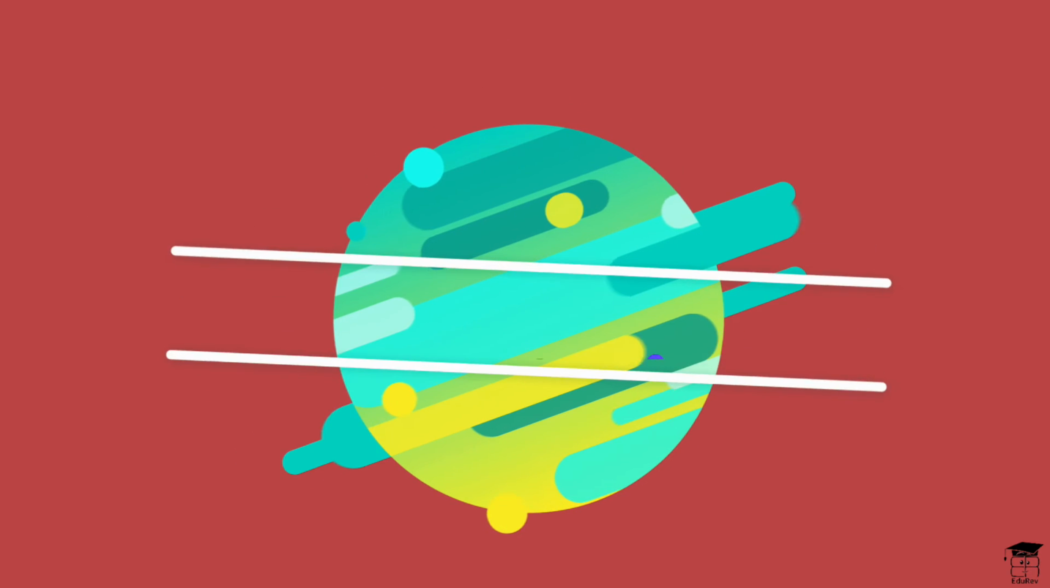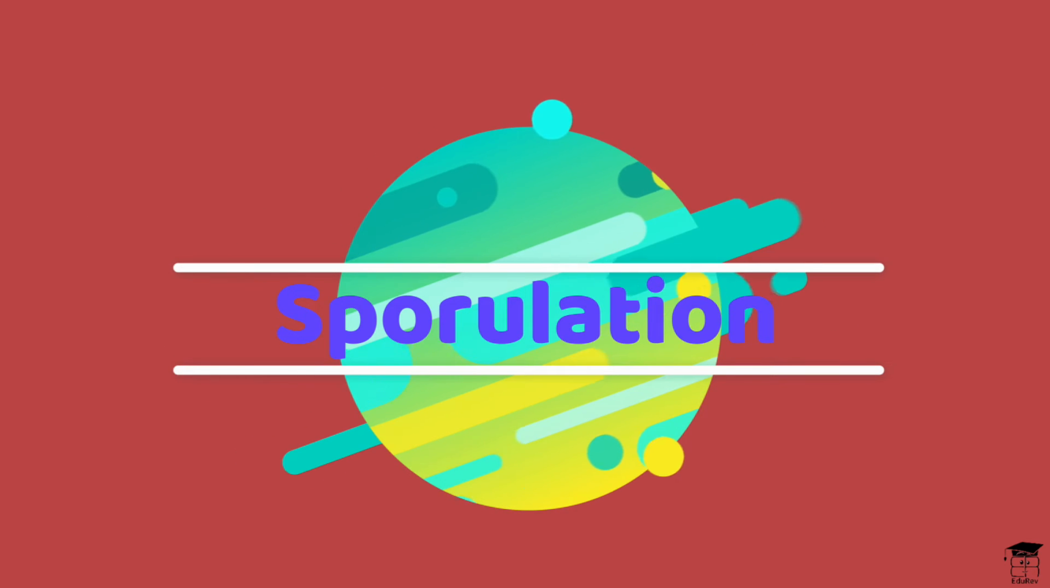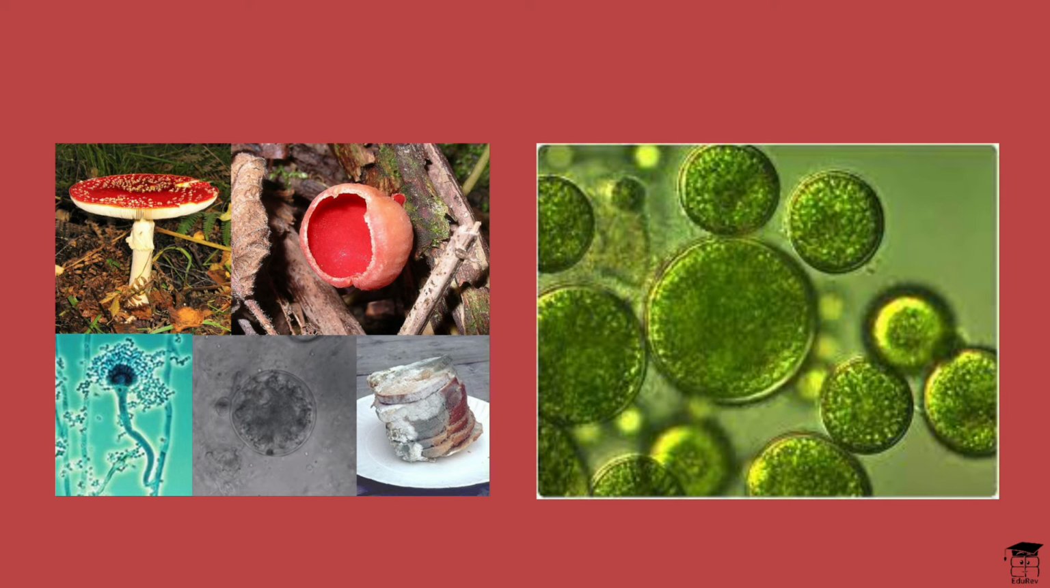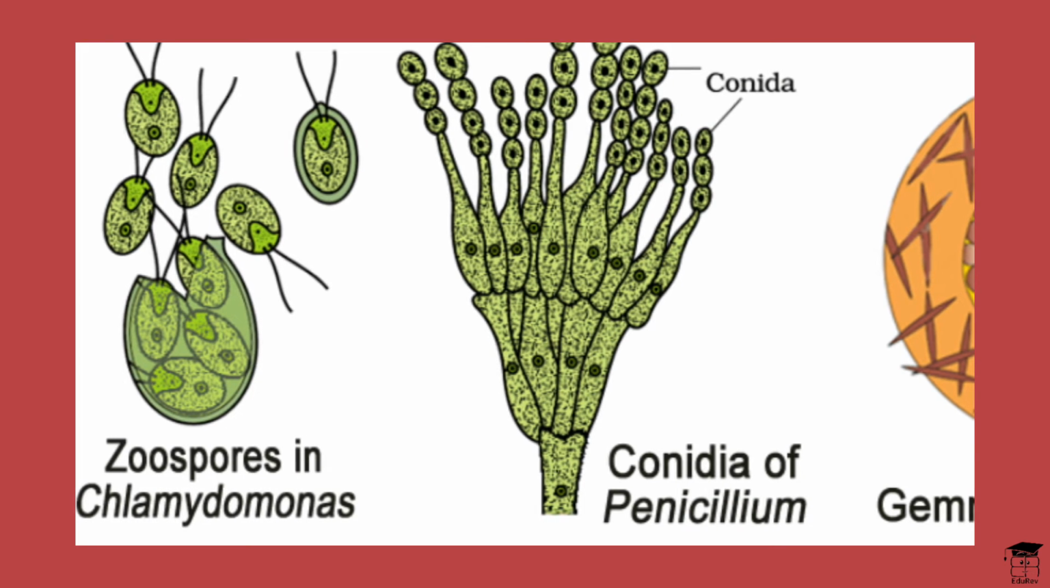Spore formation or sporulation. Members of the kingdom fungi and simple plants such as algae reproduce by spore formation. In this, special asexual reproductive structures are formed in these organisms. Now, there are many types of spores as well, so let's study them further.